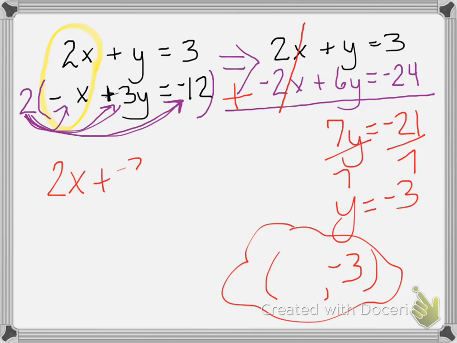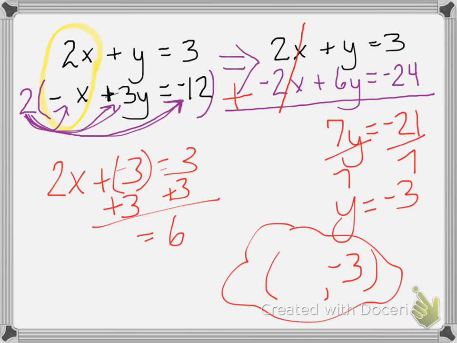So 2x plus negative 3 equals 3. So add 3. X equals 3. So I get 3, negative 3.